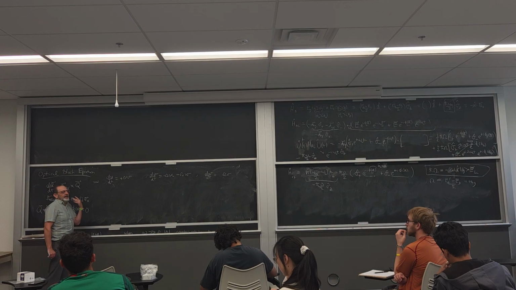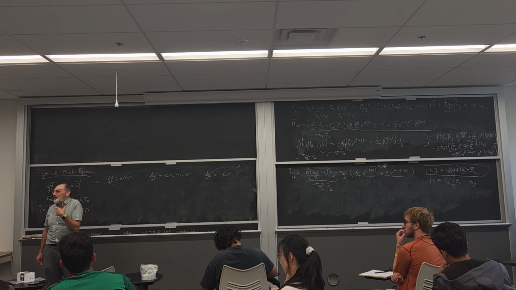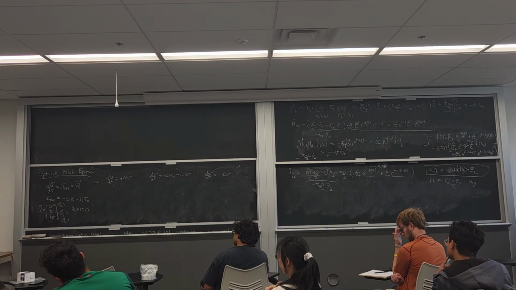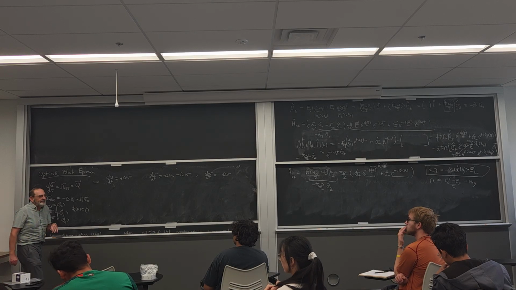And they're called the optical Bloch equations because now we're talking about optical transitions, but they're the same equations that Bloch wrote down in 1930 something.